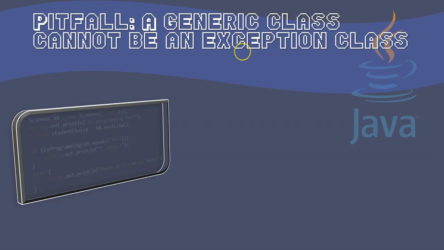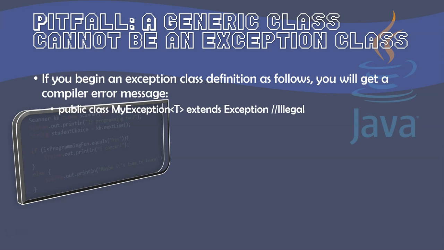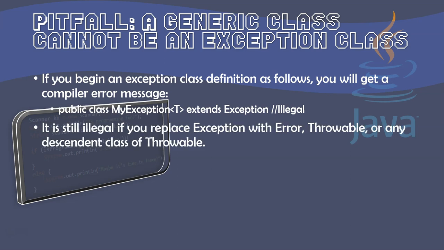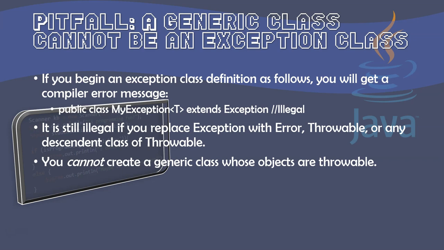Now, one other thing I want to point out is that a generic class cannot be used as an exception class. If you try to begin an exception class definition like public class MyException<T> extends Exception, you will get an error message. It's still illegal, even if you try to say, well, I'm just going to replace Exception with Error, Throwable, or any other descendant class of Throwable. All right, it's not going to work. And that's because you cannot create a generic class whose objects are throwable.